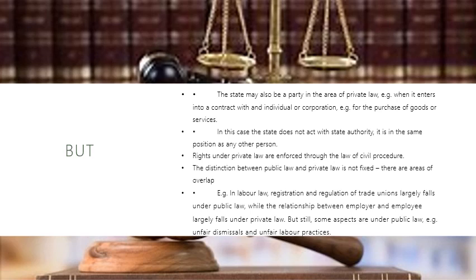But the state may also be a party to areas of private law, for example, when it enters into a contract with individuals. In this case, the state does not act with state authority but acts in the same position as other persons. Rights under private law are enforced through the law of civil procedure. The distinction between public law and private law is not fixed. There are areas that may overlap, let's say in labor law. Registration and regulation of trade unions largely fall under public law, while the relationship between the employer and employee falls under private law.